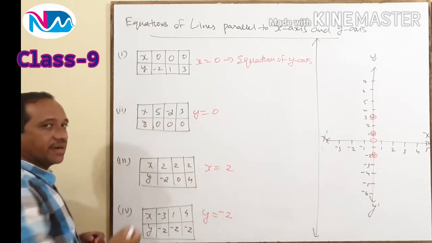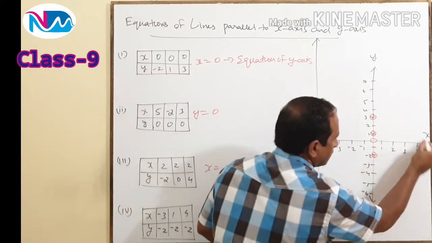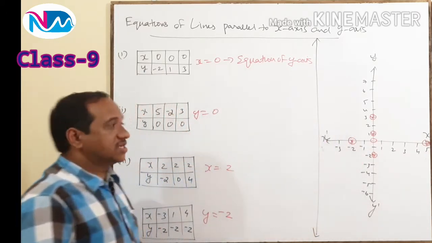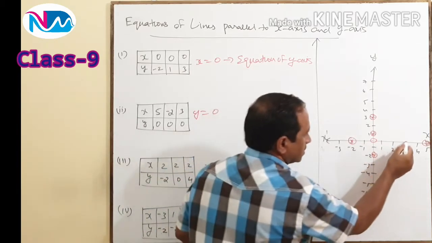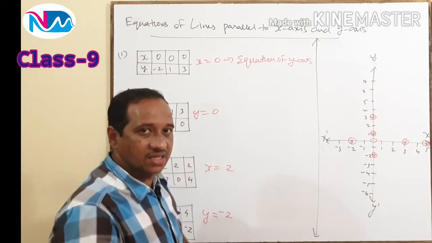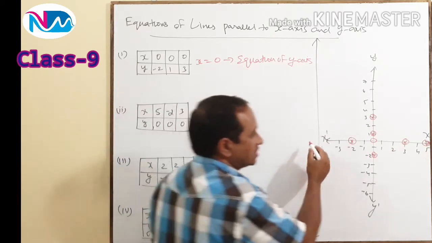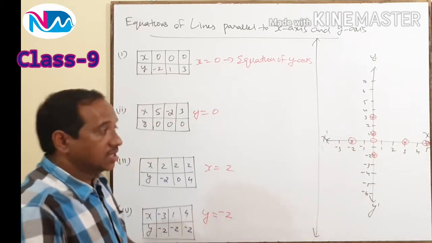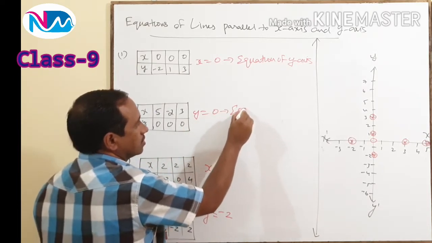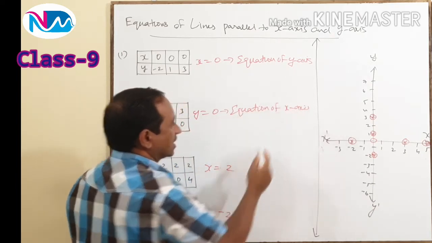Similarly, if you plot these points in the Cartesian plane, first point 5, 0, it is somewhere here. Second point minus 2, 0, it is here. Third point is 3, 0, that is here. Here all the y coordinates are 0, so they are on the x-axis. So if you plot these points and join them, you will see that you get the x-axis. Therefore, we can say that y is equal to 0 is the equation of the x-axis.